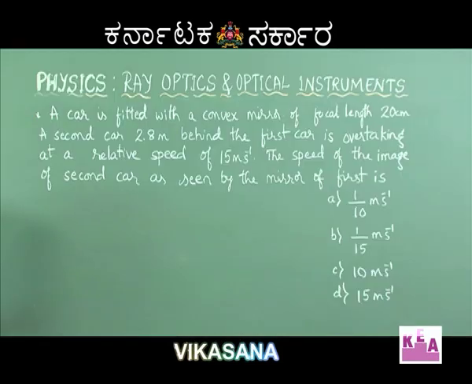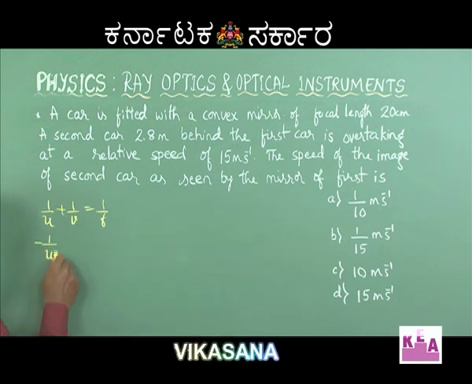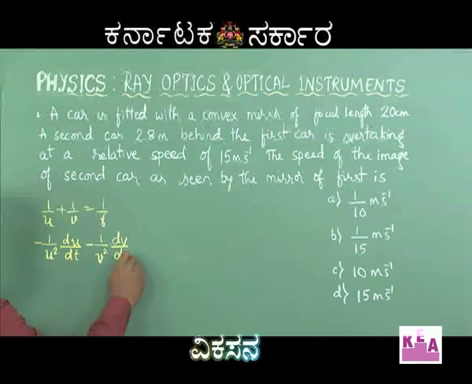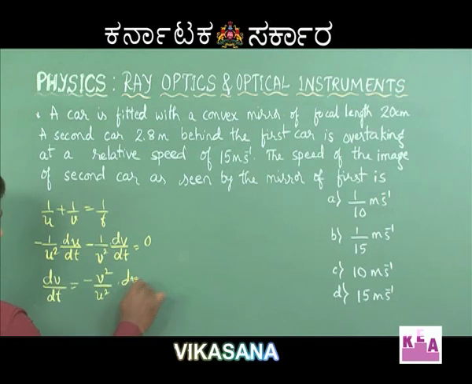Let me take out the mirror formula first, which is 1 by u plus 1 by v is equal to 1 by f. Just differentiate with respect to time. Minus 1 over u square into du by dt minus 1 by v square into dv by dt is equal to 0, since focal length is constant. Rearrange the terms. I want dv by dt, so dv by dt is equal to minus v square by u square times du by dt.